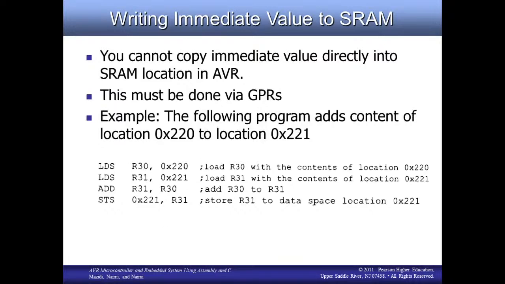You cannot copy an immediate value directly into the memory, that is SRAM. You have to transfer your content initially to some register and then save that register. So in this example, the content from memory location 0x200 is transferred to R30. Content from memory location 0x201 is transferred to R31. The two are added and the result is saved back to the location 0x201. So this is how you can do it.